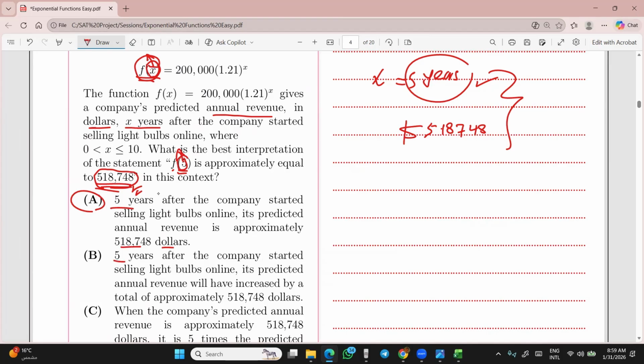Why not B? Because for 5 years, it says increased by approximately this. That's not increasing. Increase means always the number that comes inside. It should be increasing by 21%, not by this amount. So it's not increased by. It should be the final answer, the total after the company started, or after maybe 5 years, as the question says. So B is not correct.